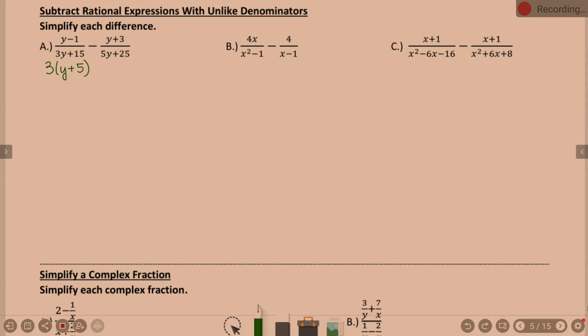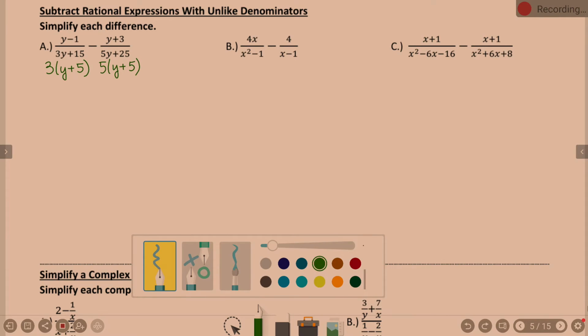What about 5y plus 25? Does it factor? GCF of 5. When I factor out a 5, I'm left with y plus 5. Okay.